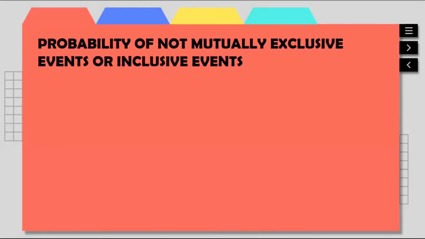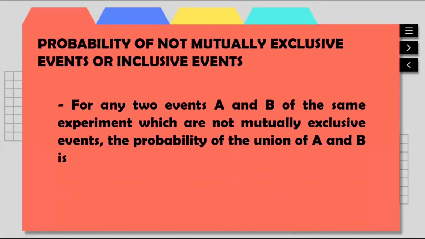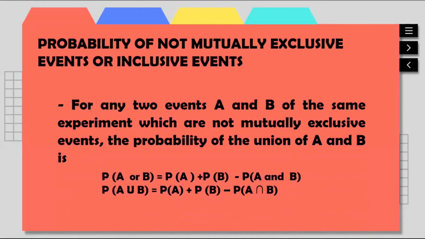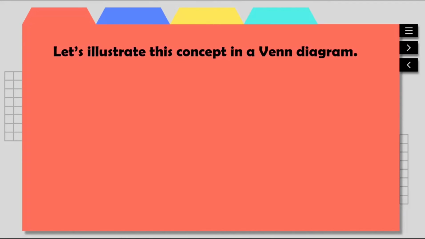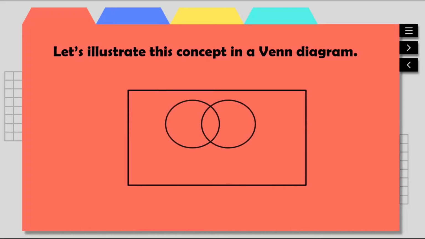Probability of not mutually exclusive events, or inclusive events. For any two events, A and B, of the same experiment which are not mutually exclusive events, the probability of the union of A and B is equal to probability of getting A plus probability of getting B minus probability of getting both A and B, which is the intersection of A and B. And here is the illustration of the probability of not mutually exclusive events in a Venn diagram.